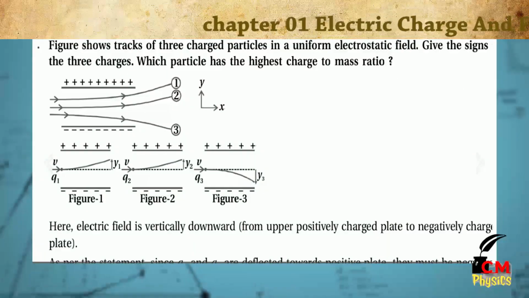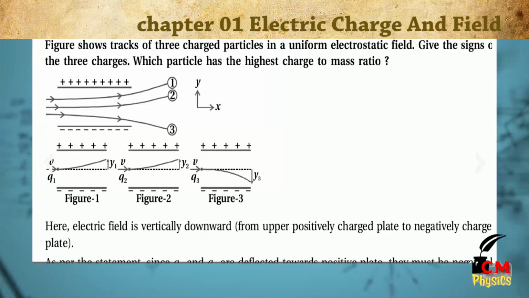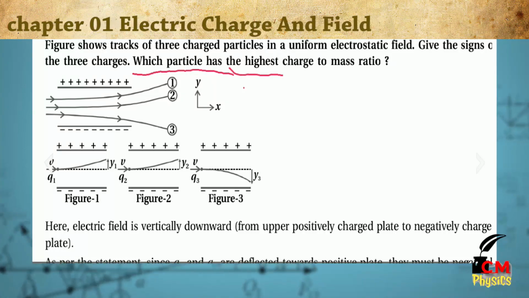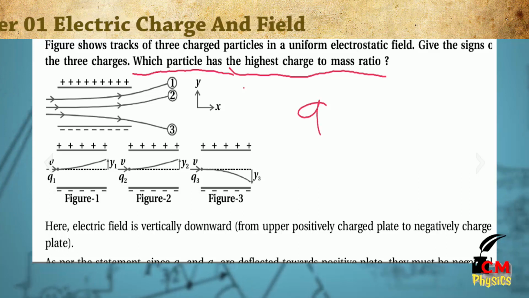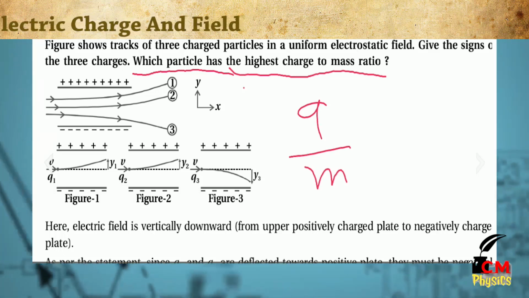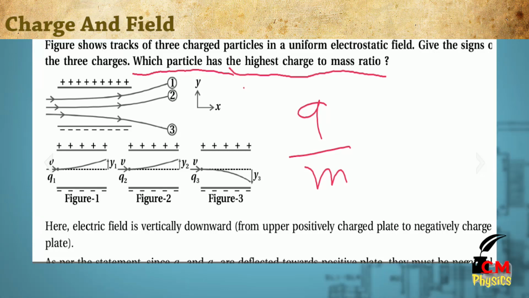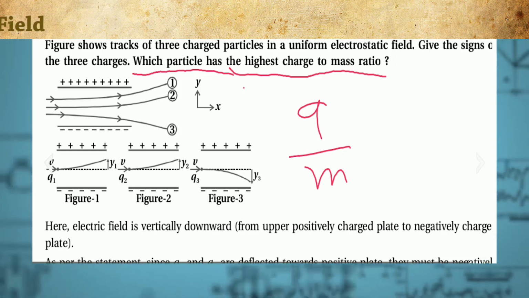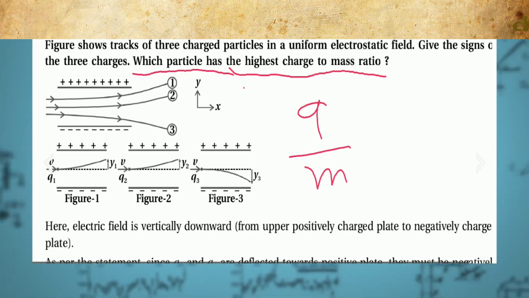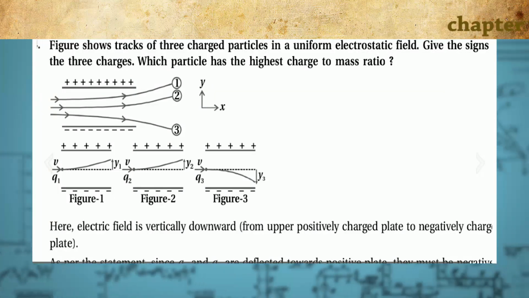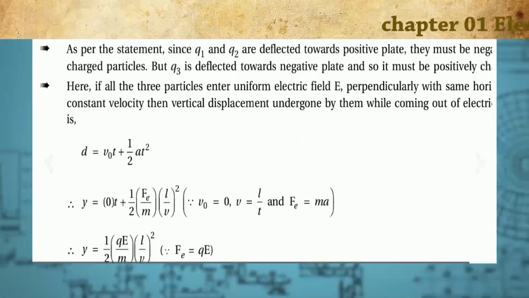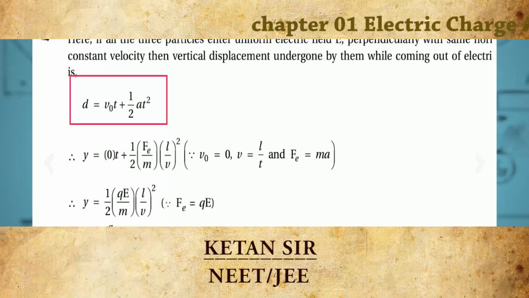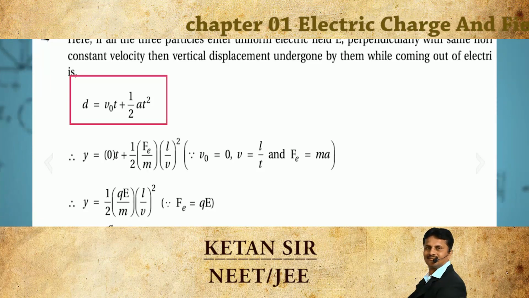And the second part of that is very important. Which particle has the highest charge to mass ratio? Q by m is highest for which one? Obviously, the one with more displacement will have a higher Q by m. That is the basic concept. Then the shifting of the particle is calculated by d equals v0 t plus half a t square.